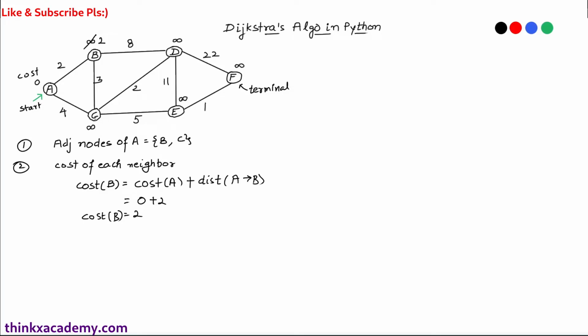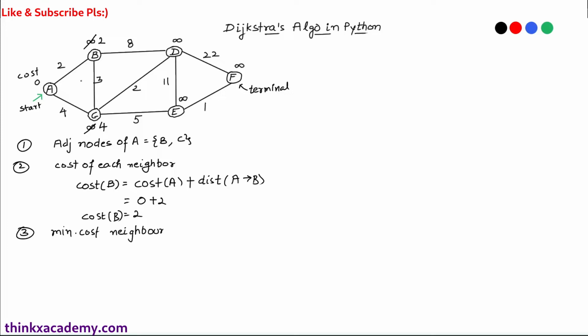The cost of C is actually from the A node to the C node, so 0 plus 4 will give us 4. So I can simply do this, right? So that's the idea of Dijkstra's algorithm. We are actually going to use this cost to find which node to explore, right? So out of these two neighbors, which is the third step, find the minimum cost neighbor. This is step number 3, a very important step.